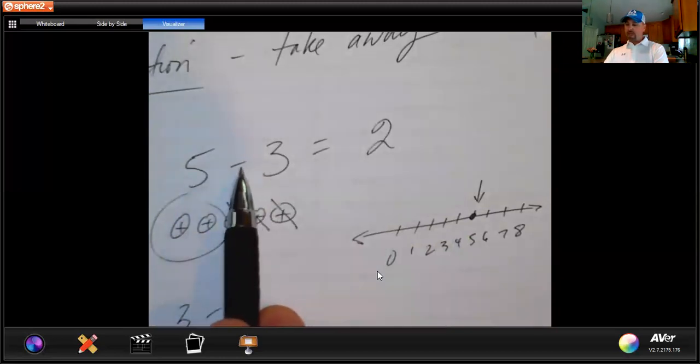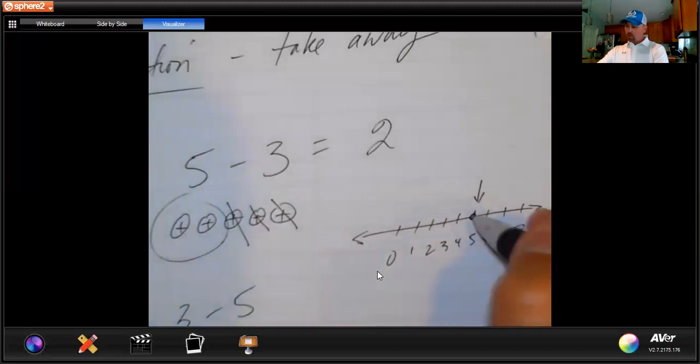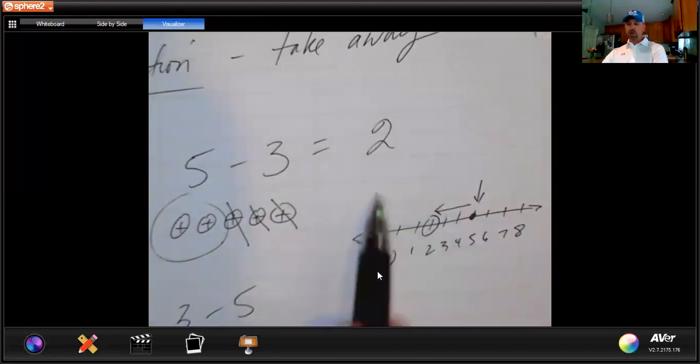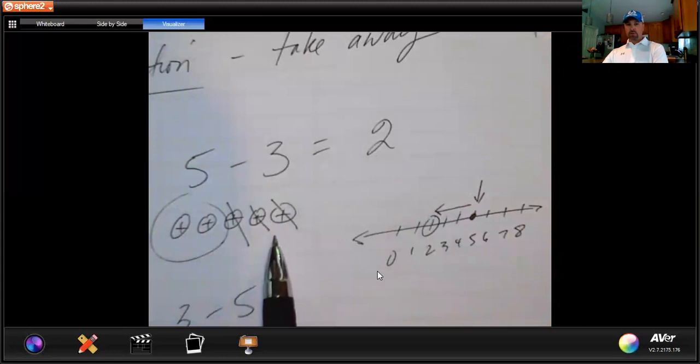Think about this as back 3. 1, 2, 3. There's 3 spots. Notice where we end up: 2. We already knew that from the first one, and we could see that with the chips as well. But I want you to see how that works on the number line. We start at the first number, 5, and we go back 3. It's a set of 2.